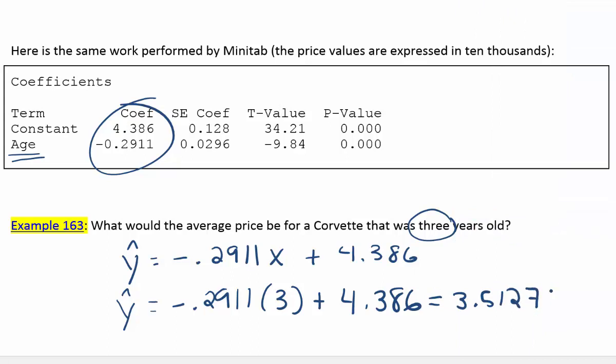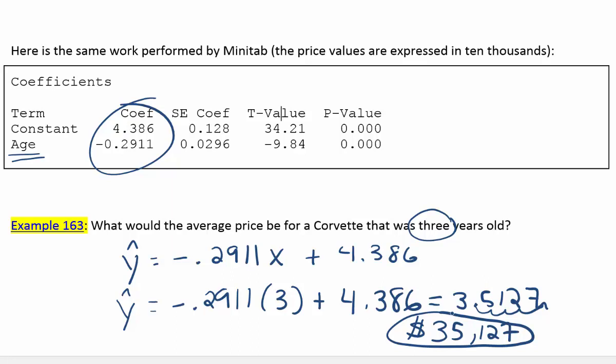Remember, if I want to convert that back into dollars, I have to multiply by 10,000, or in other words, move the decimal place over 4 places. So this ends up giving you $35,127. And remember what that represents: that's the price that the average 3-year-old Corvette would sell for, based on the time when this data was collected, of course.